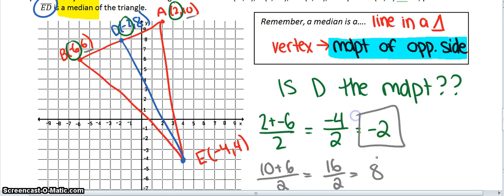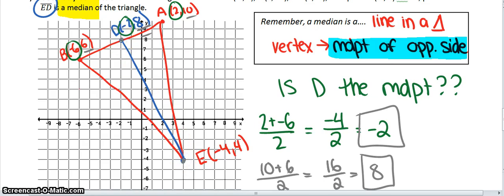So our x middle is negative 2. Our y middle is a positive 8. And now we've confirmed that D is in the middle of AB. So if we know that D is in the middle of AB, we know that this line is a median, because a median goes from a vertex to a midpoint.